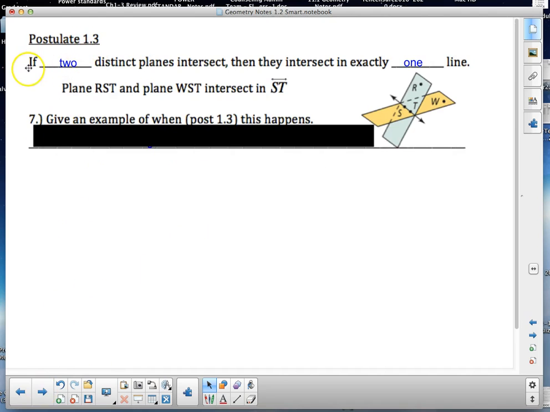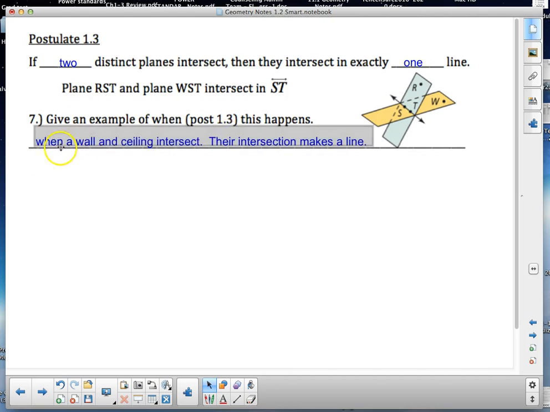Now in postulate 1.3, if two distinct planes intersect, then they intersect in exactly one line. So I've got two planes intersecting here, the blue plane and the yellow plane. And we have this line of intersection here. It's like an axis where they're intersecting. Plane RST and plane WST intersect at line ST. An example of when postulate 1.3 happens: when a wall and ceiling intersect, I've got two planes intersecting, and they'll make a line.